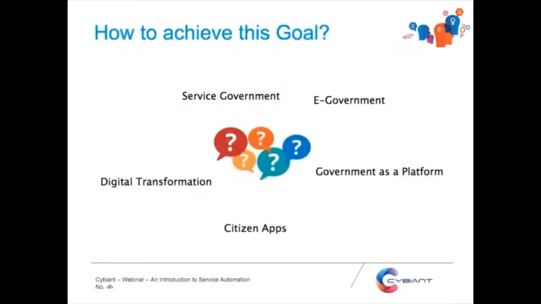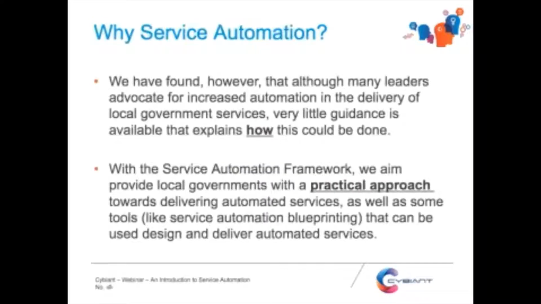So how do we get there? How can a government really achieve this? A lot of books have been written about this. In some countries, they call it things like e-government or government as a platform, digital transformation, citizens applications. All of these are terms that you hear a lot in connection with an automated delivery model in the form of government. So what we did is that we used service automation and the service automation framework to tackle this particular problem.